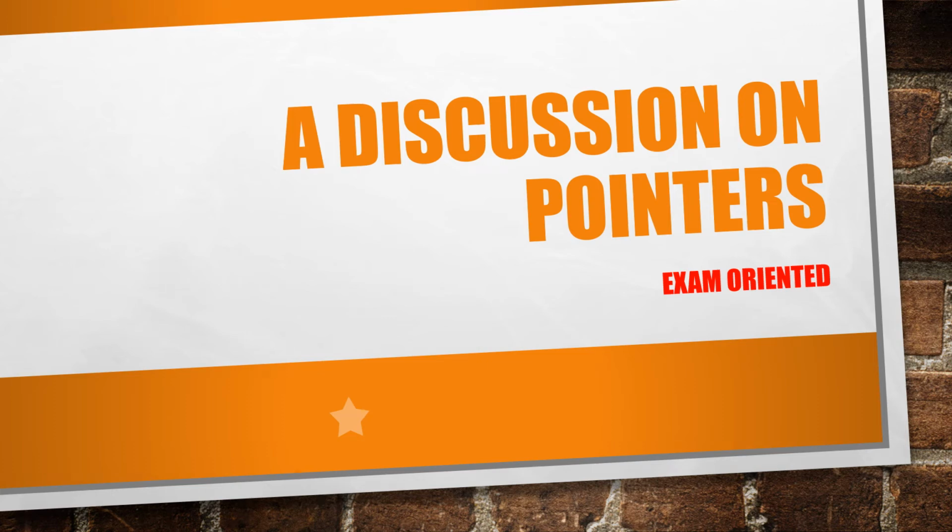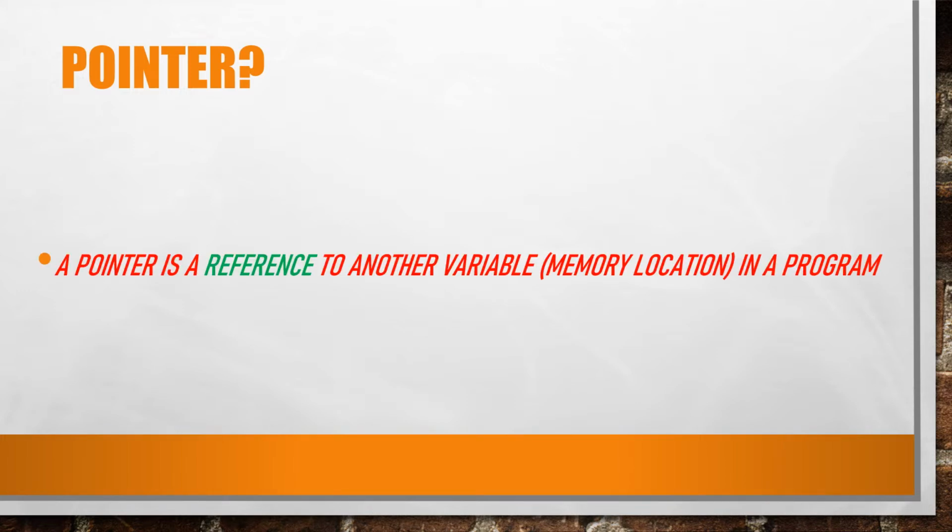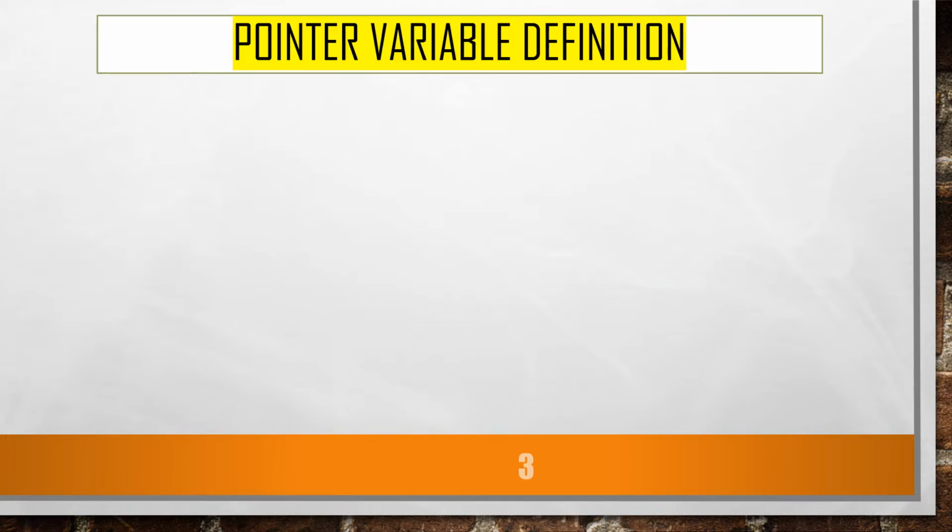Hello everyone. We are going to discuss pointers in the C programming language. I hope this discussion will be helpful for the students preparing for examinations. What is a pointer? A pointer is a mechanism for indirect addressing. By definition, a pointer is a reference to another variable in a program.